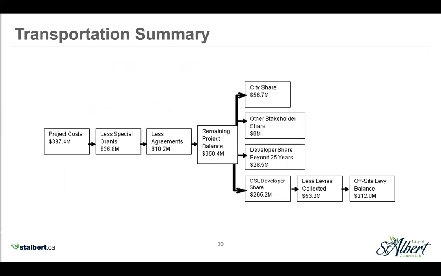So currently we have $240.5 million remaining to be collected for transportation projects. Of that, $212 million is within the current 25-year development timeframe. So for 2022, the overall project costs are increasing by $102 million more than last year. And then we also had that $4 million removed from their stakeholder share, and that's part of the offsite levy program now.